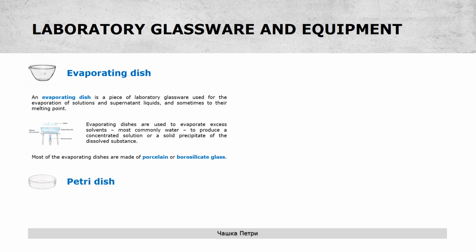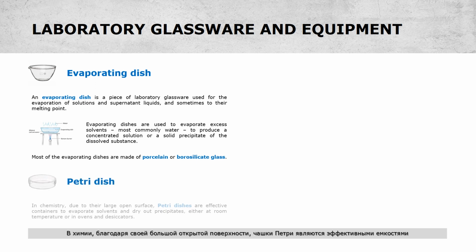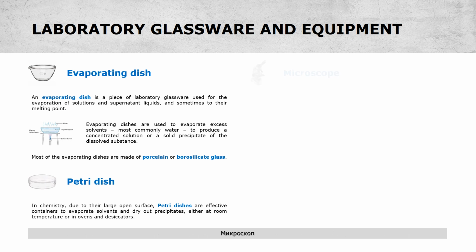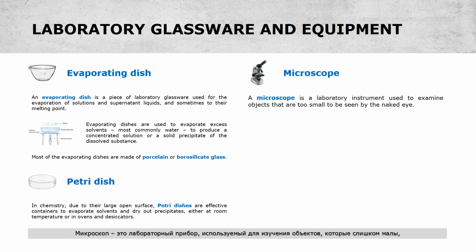Petri dish. In chemistry, due to their large open surface, Petri dishes are effective containers to evaporate solvents and dry out precipitates, either at room temperature or in ovens and desiccators. Microscope. A microscope is a laboratory instrument used to examine objects that are too small to be seen by the naked eye.